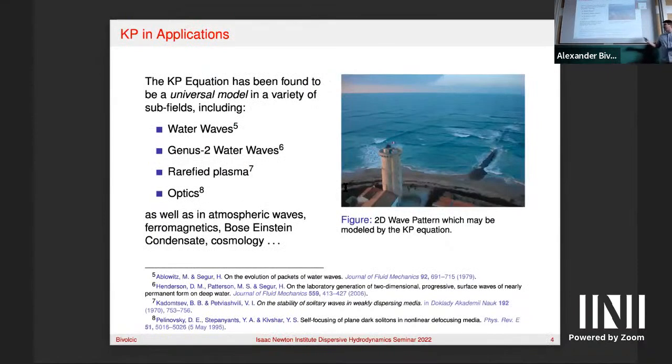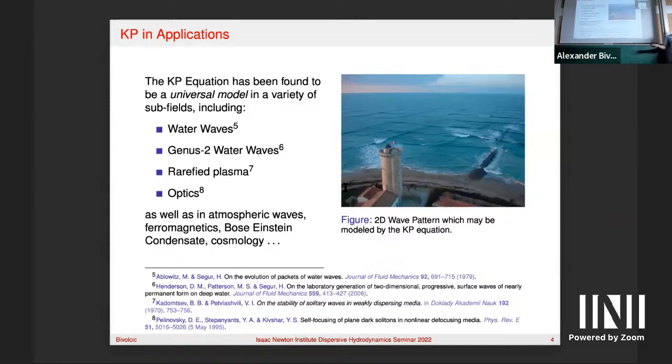So real quick, highlighting some applications. The KP equation is a universal model, so it appears in plenty of places. Water waves, rarefied plasma, Bose-Einstein condensate, optics. And I would be at a loss if I didn't include a pretty picture of a nice 2D wave pattern, just to make the presentation look rather nice.